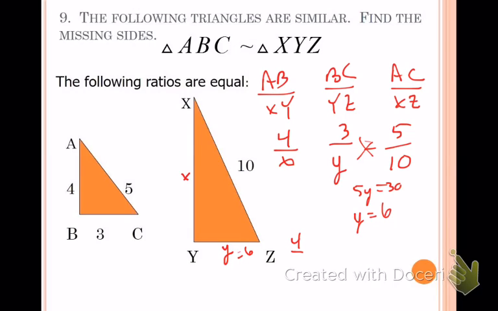Then I can take 4 to x instead equal to 5 to 10, cross multiply, get 5x equals 40, divide by 5, and x equals 8. And so this length right here is going to be 8. And so again, that's it. Using similar figures, that's how we go about doing that.